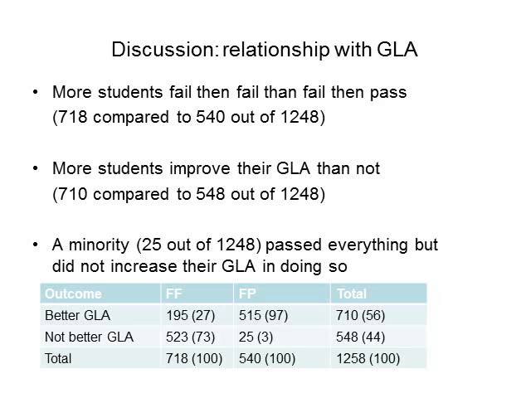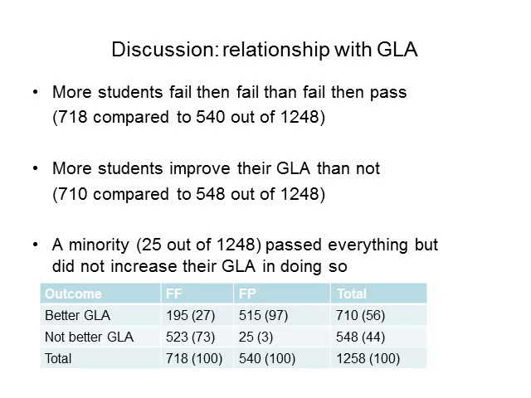So now that we have met three students who each pursued a different strategy in the face of academic learning failure, let's have a look in a bit more detail at the GLA of the 1,248 students who experienced academic learning failure in semester 1, 2008. This table contains mixed outcomes. Firstly, we see that more students fail, in other words, experience academic learning failure 2 semesters in a row, rather than just once. There's 718 who do that, compared to 540 out of 1,248.